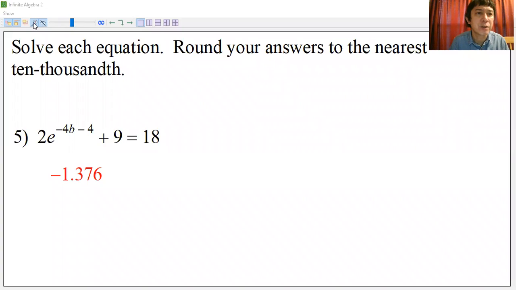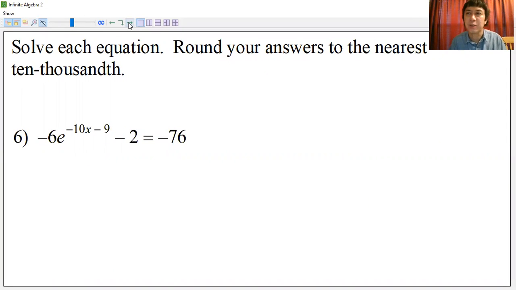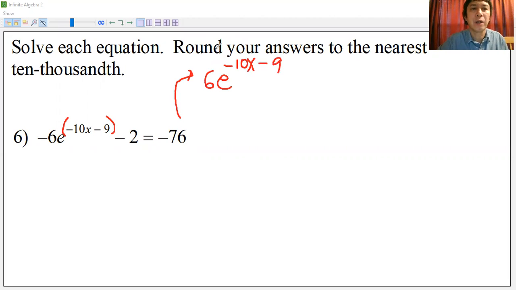How about number 6? All right, here's number 6. Okay, we have negative 6 times e raised to negative 10x minus 9. This is one piece, of course. Minus 2 equals negative 76. Now, we can remove the negatives so that this is also equivalent: 6 times e to the negative 10x minus 9 plus 2 equals 76. Just removing all negatives for the terms.